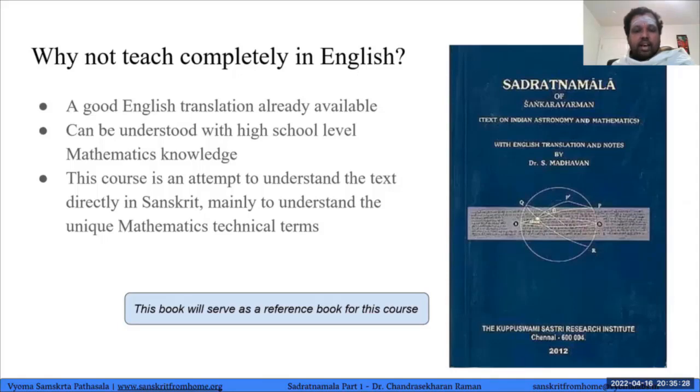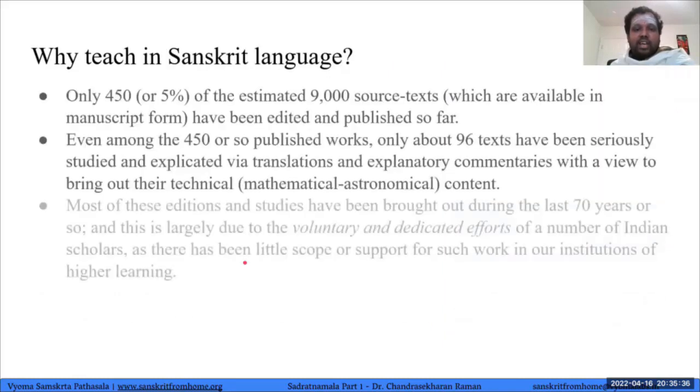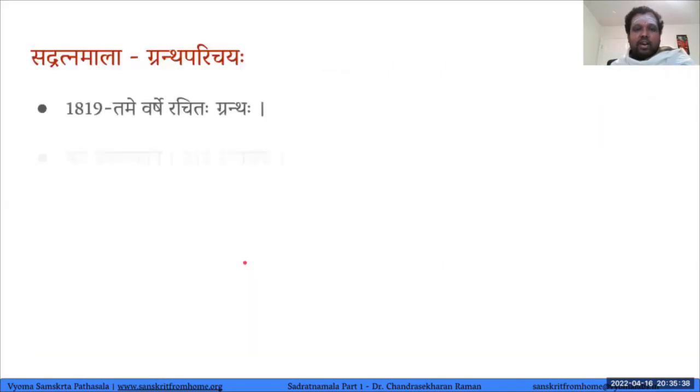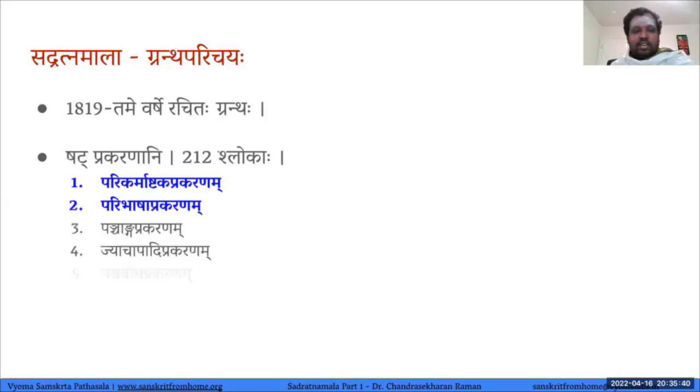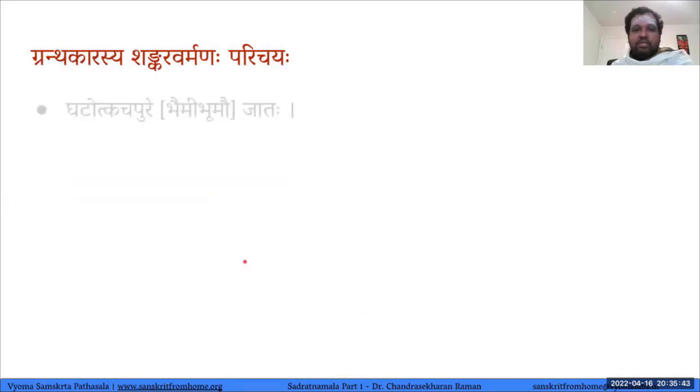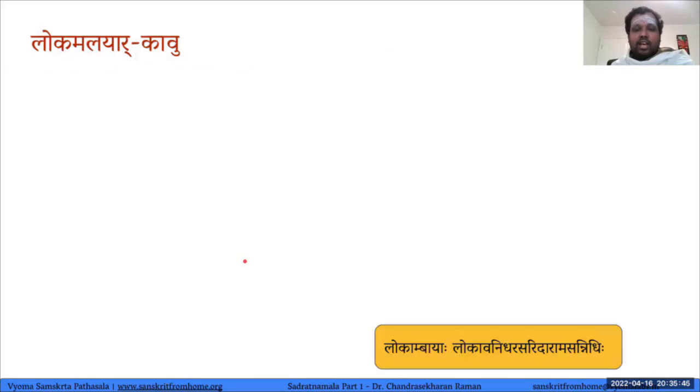So is there a Sanskrit Tika for this text? No, there is no Sanskrit Tika. That's why I am trying to do something about it. Whatever I'm doing here is all based on my own understanding of this. So maybe by the end of this course, we'll have some very crude Sanskrit Tika on this.